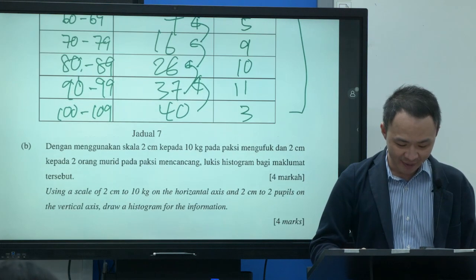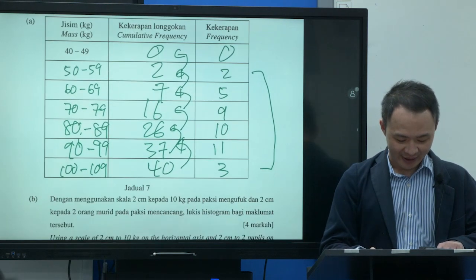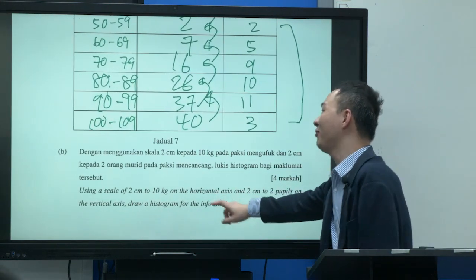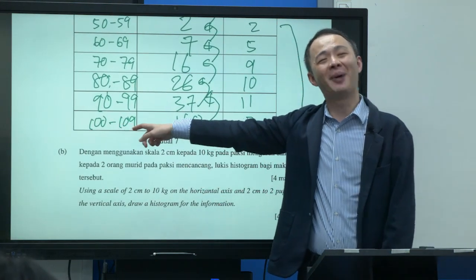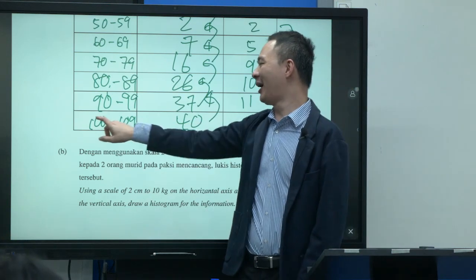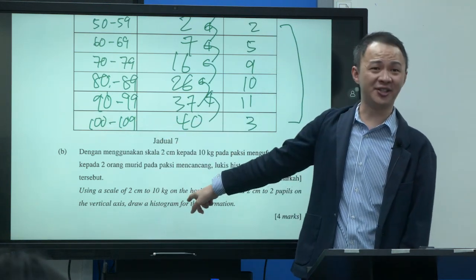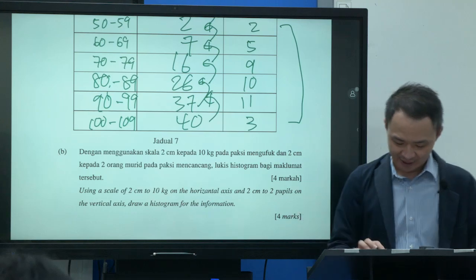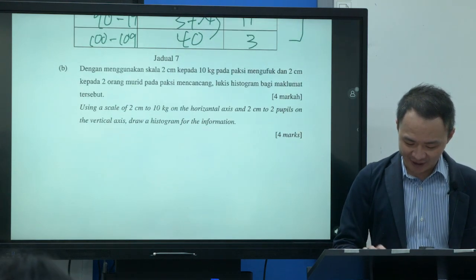Then draw the histogram. If you want to draw the histogram, don't use this one. Use boundary. Find lower bound, find upper bound, then only you draw the histogram. So you can see it's a very easy format.